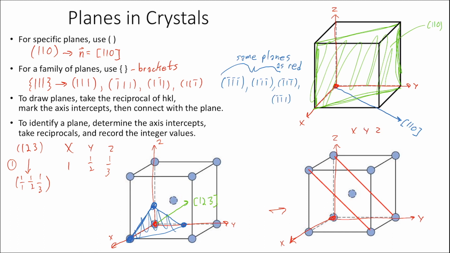For X, where does it intercept the x-axis? It doesn't, so it's 0. For Y, where does it intercept? It intercepts at 1. And for Z, it intercepts at 1 as well. Then we're going to invert the indices, and it's just going to be 1 over 1 and 1 over 1. So we're left with the specific plane 0, 1, 1. That's how you go through the process of seeing it and then figuring out the specific plane.